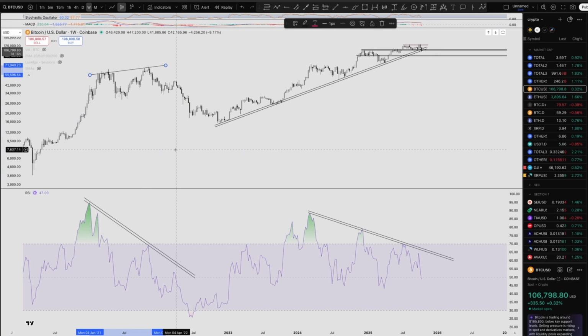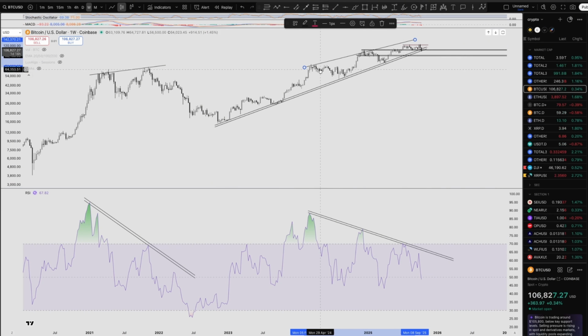Here you can see the price is making higher highs, but the RSI is making lower highs, a divergence showing that momentum is fading. In these areas, you can see higher highs being made, but the RSI is making lower highs, and this is called divergence, meaning momentum is being lost.